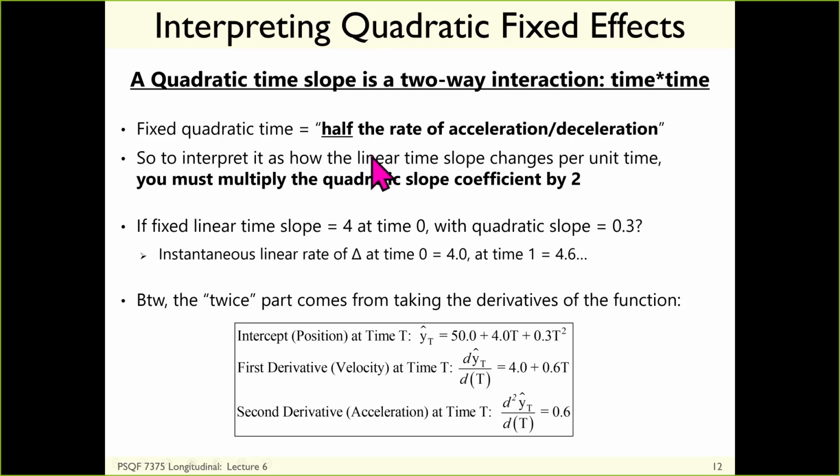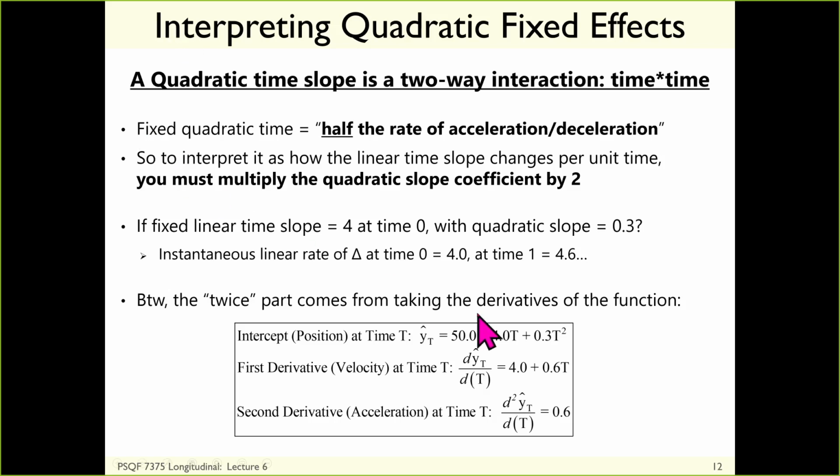Another way of saying that is that the quadratic slope coefficient that is provided as your fixed effect is half the rate of acceleration or deceleration. So you have to multiply it by 2 to get to the full rate of acceleration or deceleration. And I can explain to you why it's twice, 3 different ways. So here's way number 1 for those of you who might remember calculus. If you don't remember calculus, feel free to ignore me for the next minute or 2.